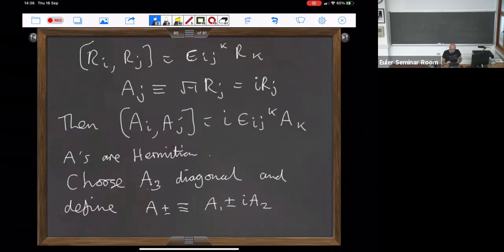Related to that is the following. Traditionally, physicists will pick a presentation in which the generators are Hermitian, because the eigenvalues of the diagonalizable generators will turn out to be physical observables. So this is what we will consider for now. And as I said, we then choose A3 to be diagonal. And these raising and lowering operators are just complex linear combinations of A1 and A2.